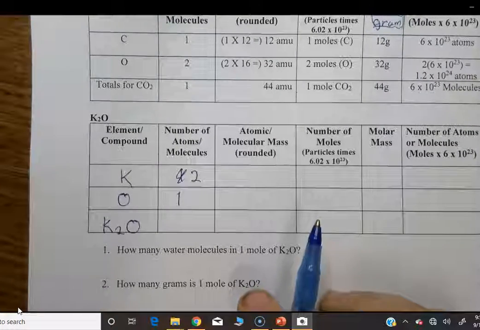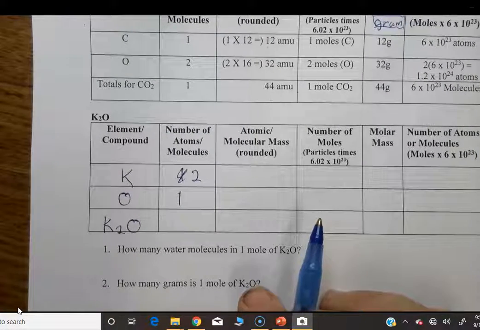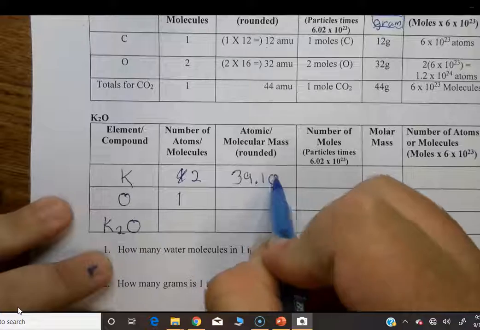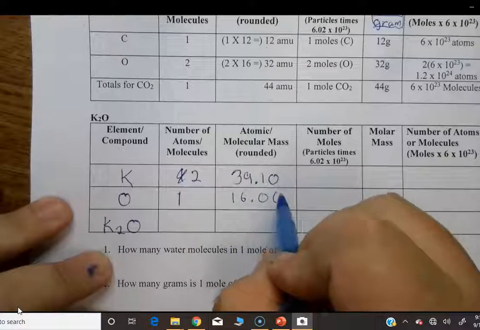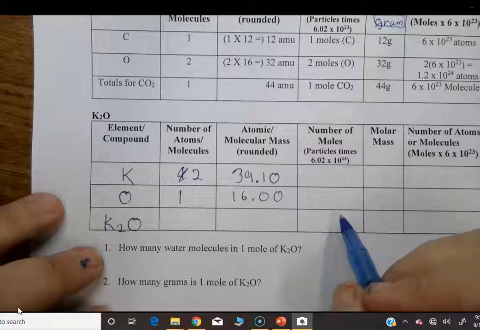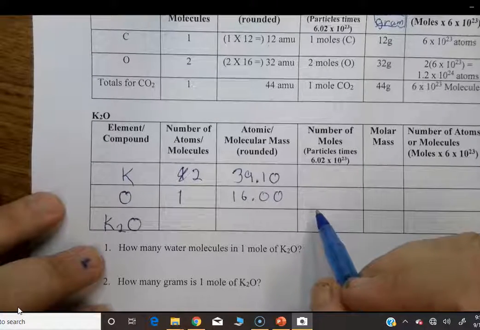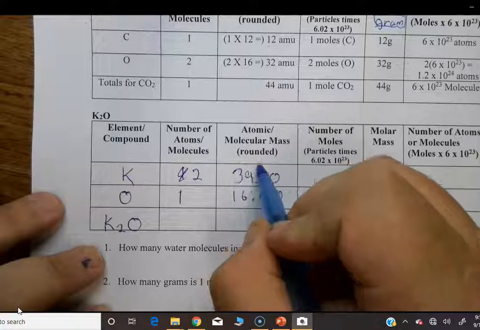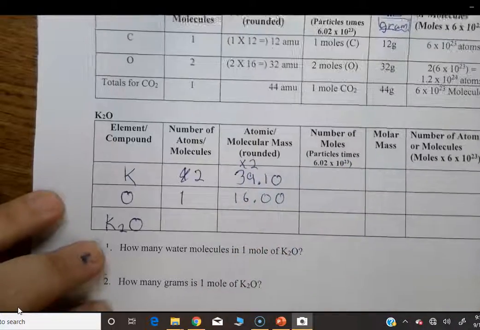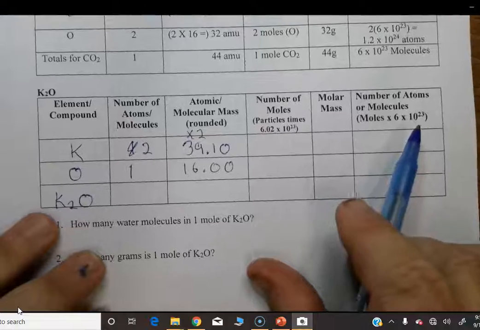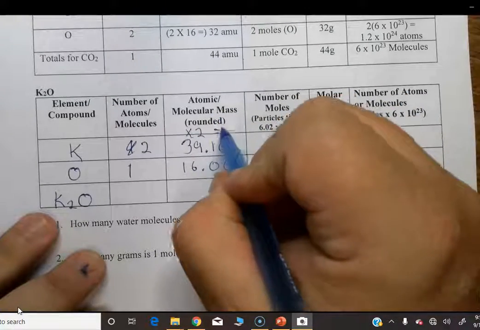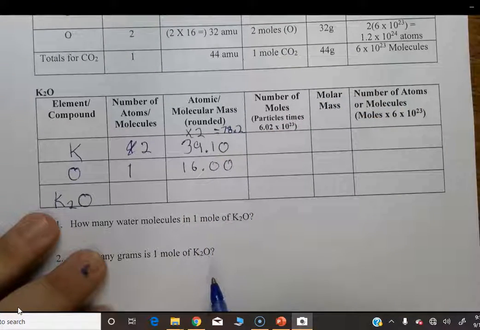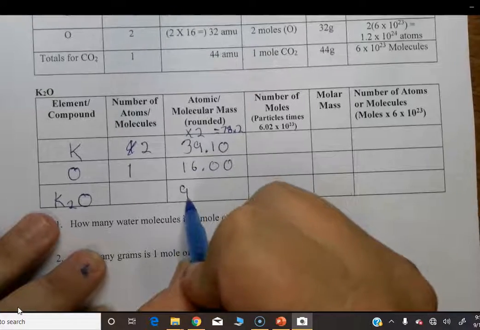Okay, so the atomic mass for potassium is 39.10, and of course for oxygen is 16. You're going to multiply that, that's the atomic mass rounded. And I'm sorry, here I'm actually also multiplying it by 2, so times 2. So what I end up with there is 78.2. So the atomic mass is 78.2 plus 16, which is 94.2.